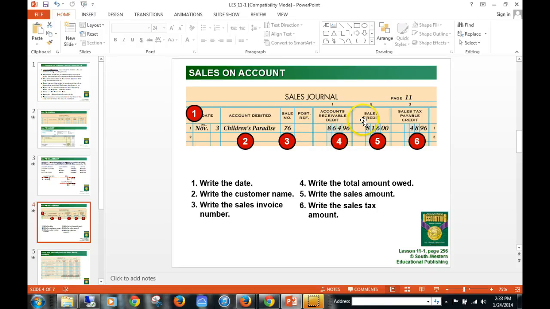These are all special column headings. There is no general debit, there's no general credit. So basically, when we sell anything on account, it's going to go in the sales journal. Accounts receivable is always going to be debited. Sales is always going to be credited. And we're always going to have a sales tax. Never not going to have sales tax.